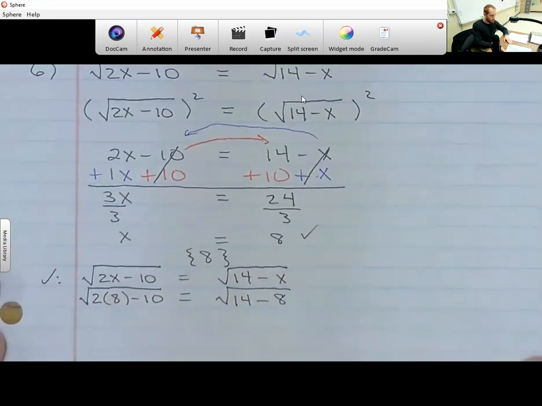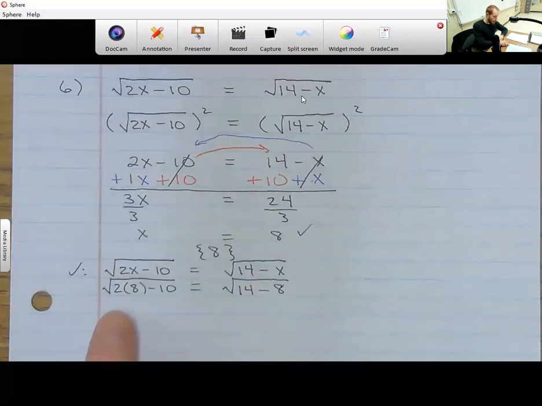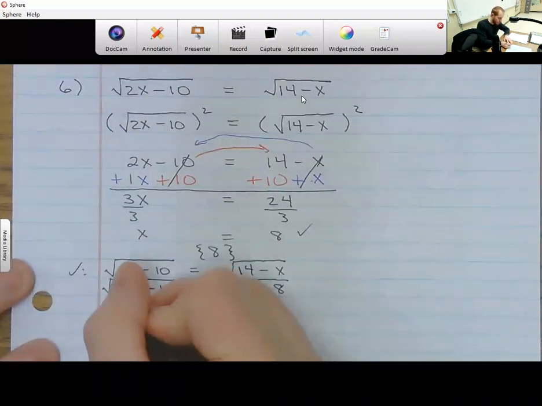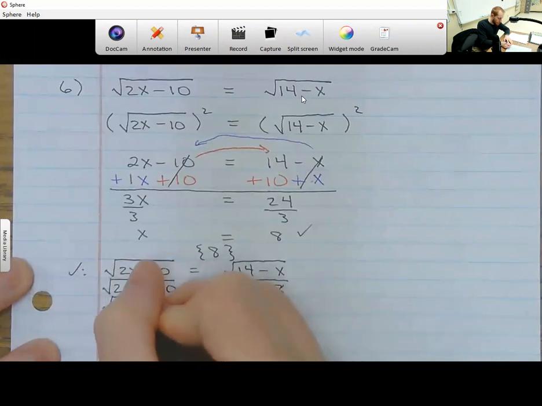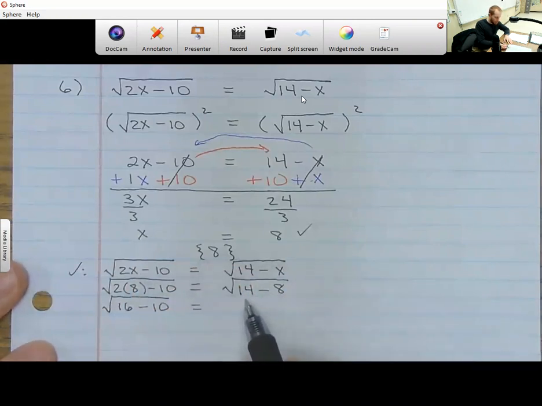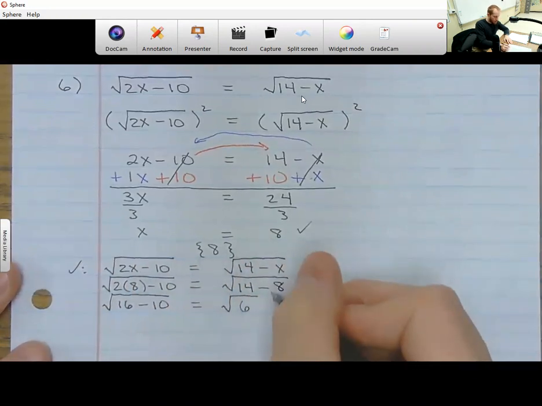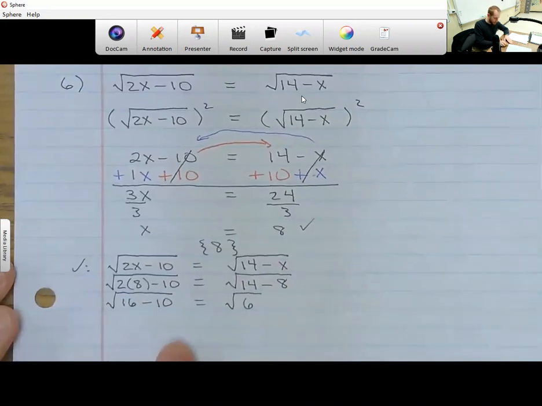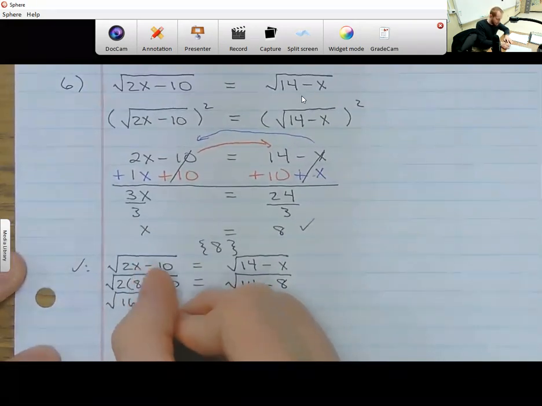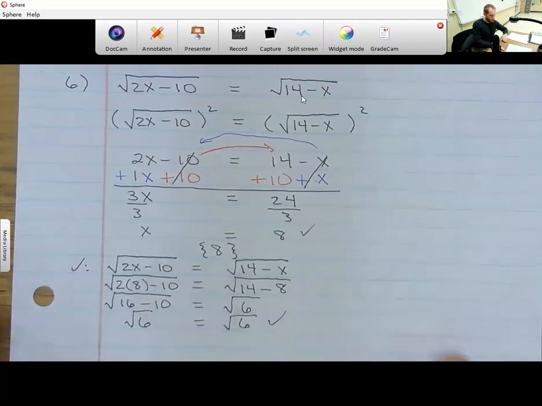All right. So now, let me zoom out a little bit. Under this radical, I know that 2 times 8 is going to give me 16. So really, I'm going to have 16 minus 10. Over here, I know that 14 minus 8 is going to give me 6. So under this square root, I'm going to have 6. And then, wouldn't you know it, 16 minus 10 is 6. So I get square root of 6 is equal to the square root of 6. Good. So that works out.